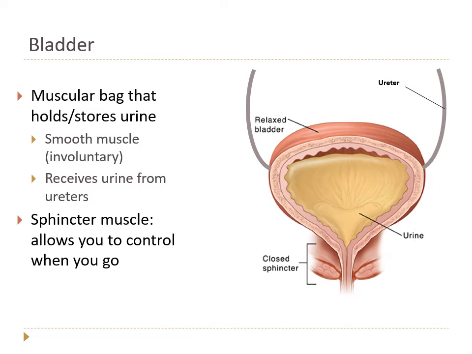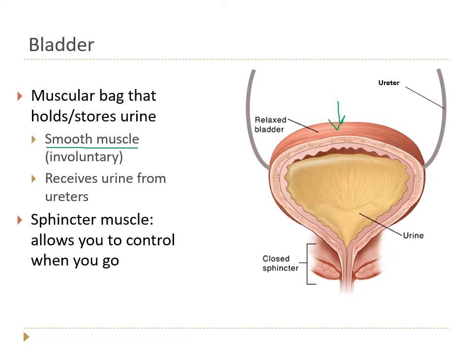So what is the bladder? It is a muscular bag that holds and stores urine. It will gradually fill up with urine. Your kidneys are constantly making it all day, all night. And the bladder will eventually fill up. And then once it gets filled, you have smooth muscle, which, as you know, is involuntary, which will then contract to push the urine out.